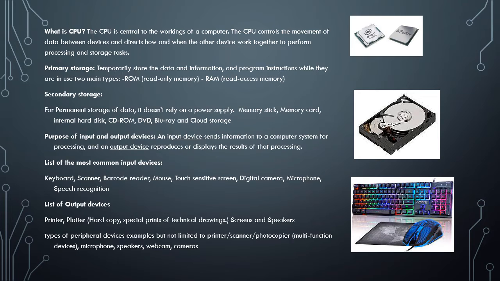Primary storage temporarily stores data, information, and program instructions while they are in use. It has two main types: ROM, read-only memory, and RAM, random-access memory.